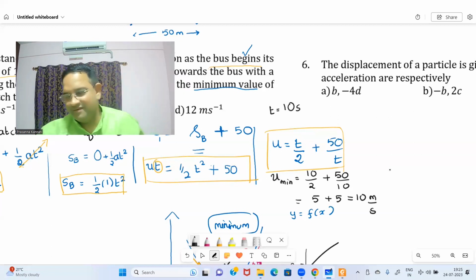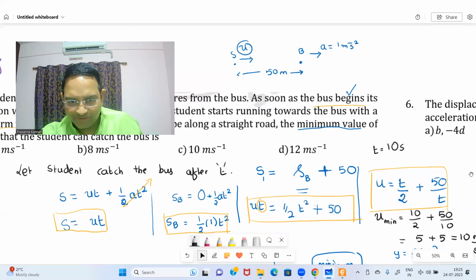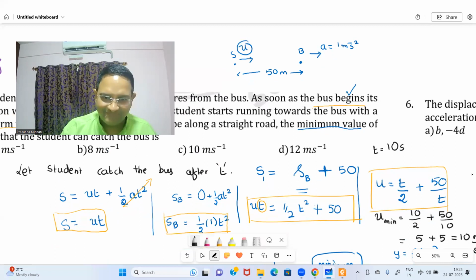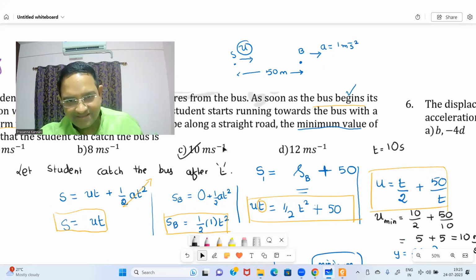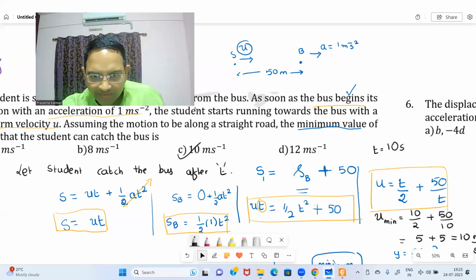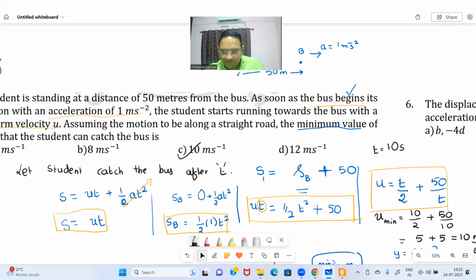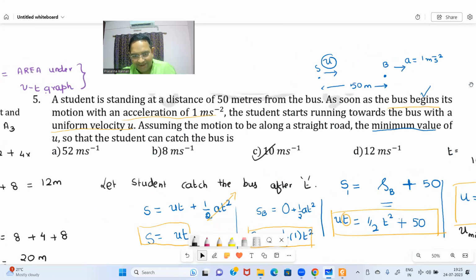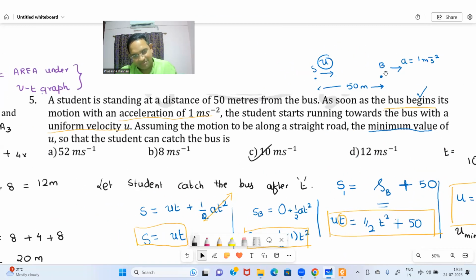So what is the answer to this question? Which option? C option. Yes. Did you understand, students? Yes, sir. So if he travels at 10 meters per second, this guy will catch the bus. If he travels at any speed higher than that, he will catch it faster.